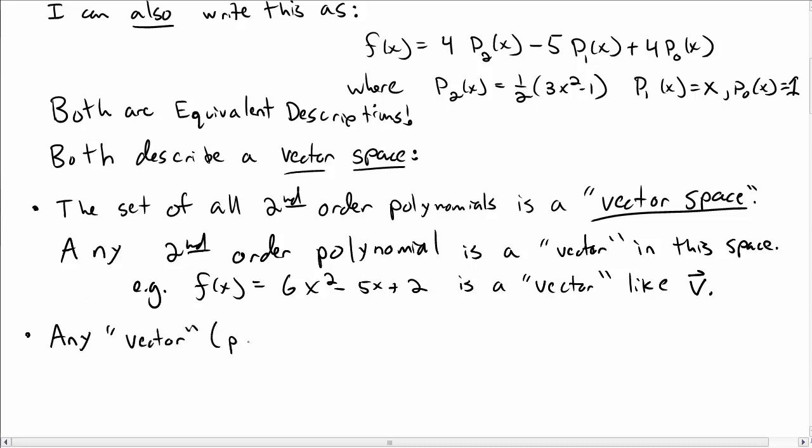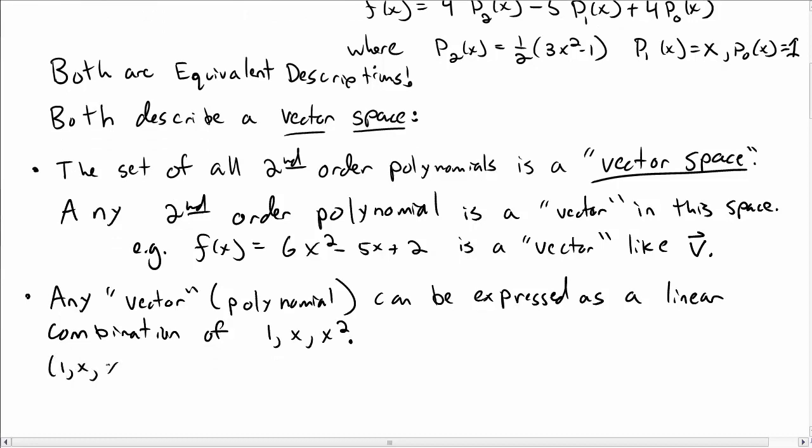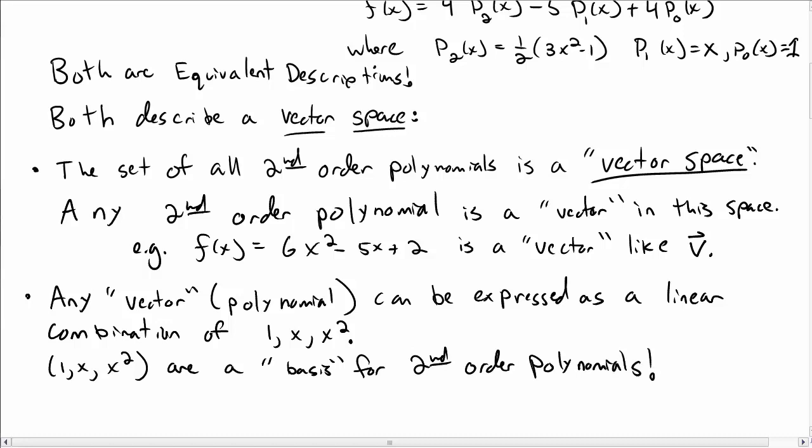Also, any vector, or in this case a polynomial, can be expressed as a linear combination. In this case, we saw it was a linear combination of, say, terms like a constant, an x, or an x squared. So we like to say then that 1, x, and x squared is a basis for second-order polynomials. You can write any polynomial as a linear combination of these types of terms.